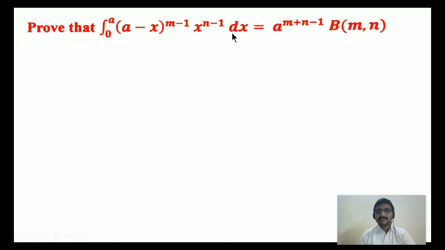Another problem: prove that integral 0 to a of (a minus x) whole power m minus 1 into x to the power of n minus 1 dx is a power m plus n minus 1 into beta of m, n.